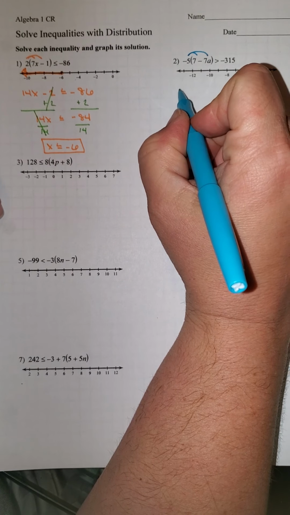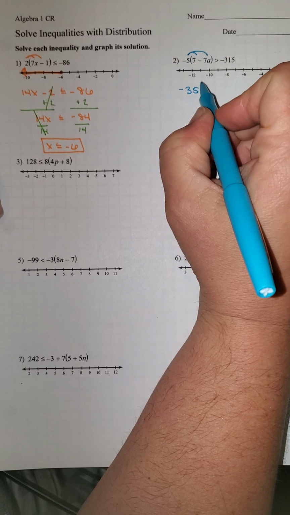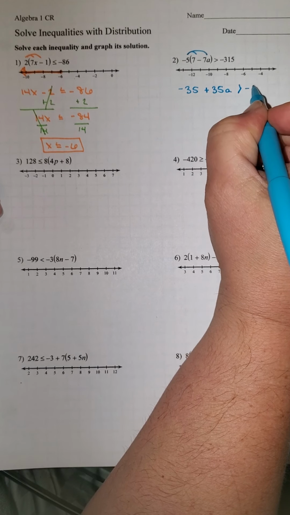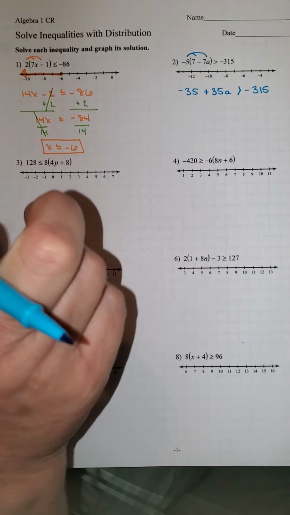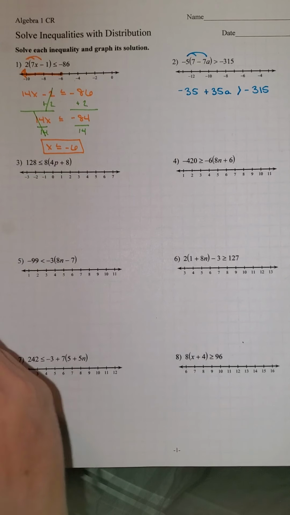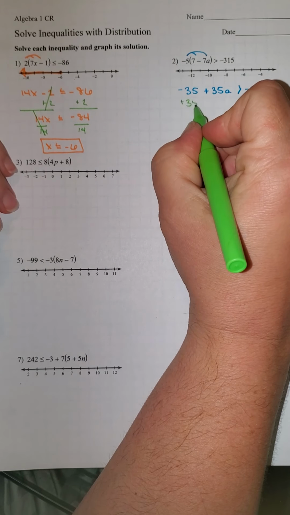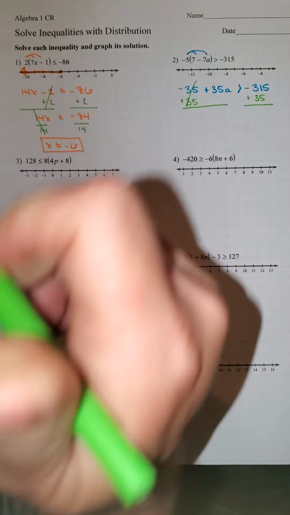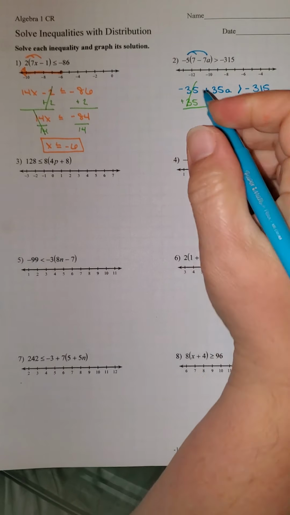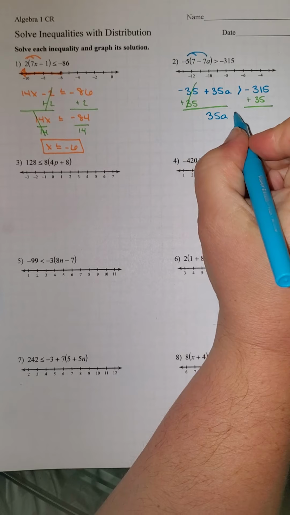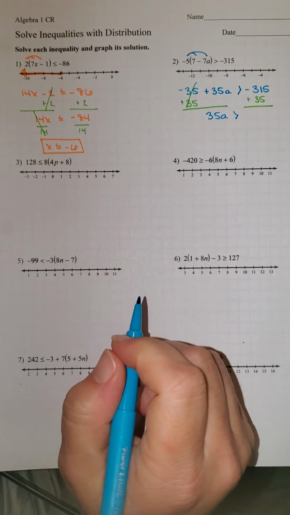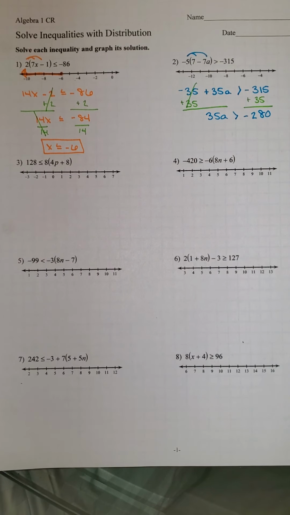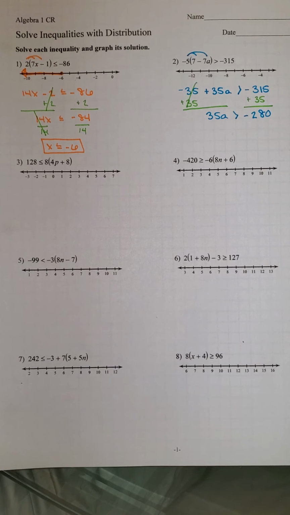So negative 5 times 7, that's negative 35. Negative 5 and negative 7 is plus 35, a is greater than negative 315. To get a by itself, I'm going to add 35 to both sides. So then you have 35a is greater than negative 280. I'm pretty sure I'm right. Just want to make sure we go okay.